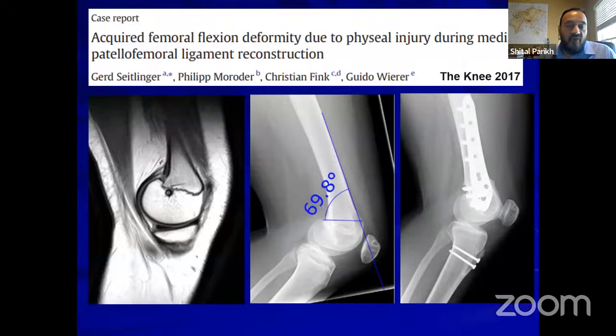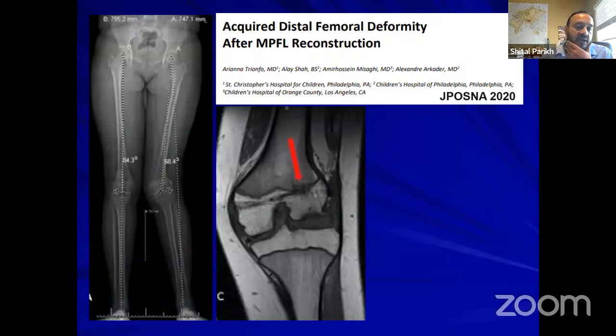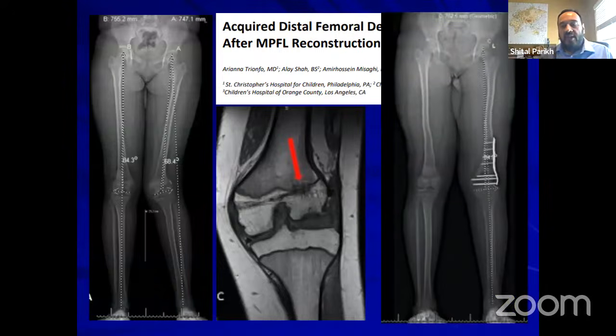Another example of having a growth disturbance is a valgus deformity, which is not common. But what happened, as you can see in the middle figure, is that when we were drilling for the MPFL, it actually hit the lateral aspect of the physis. And this was a case report from LA. And the patient underwent an osteotomy.